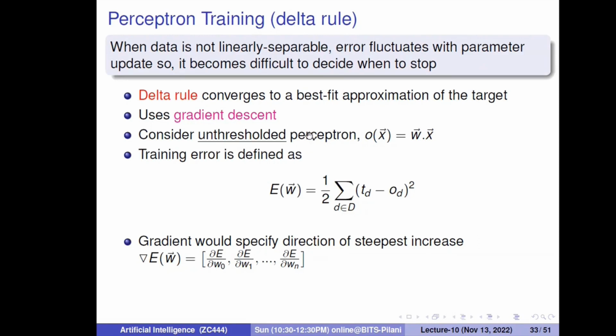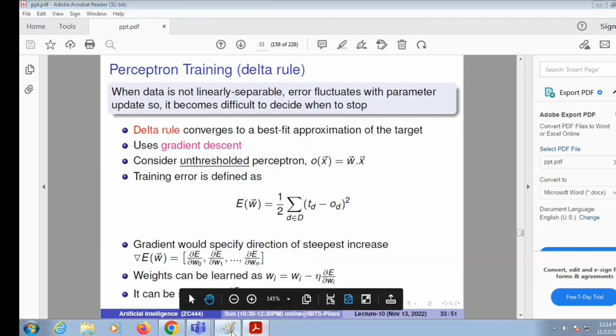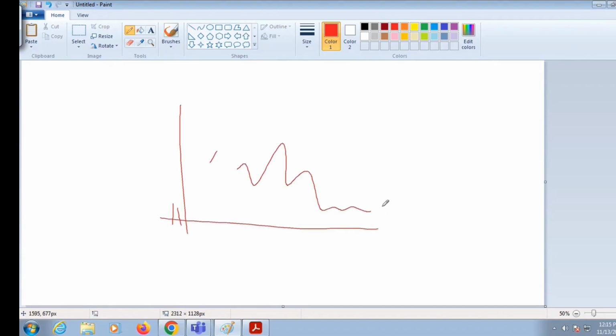A few minutes back, I told you that there was a problem with the error. What was the problem with the error? That the error was not continuously reducing. A few minutes back, when I showed that particular slide, the error was going up and down. This is not a good idea. For example, if the data is not linearly separable, it would keep fluctuating and go on till infinity. Where to stop?